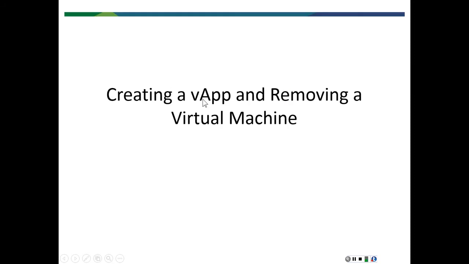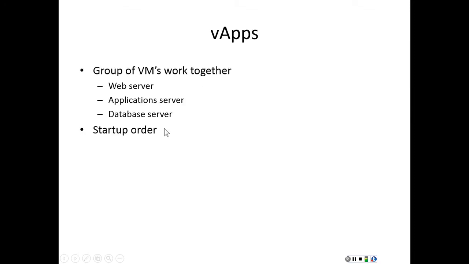Now let's discuss creating a VApp and removing a virtual machine. A VApp is a group of virtual machines that work together. The perfect example would be a web server, an application server, and a database server. The web server allows the users to connect. The application server allows the users to access the applications, and then the application server accesses the database server.